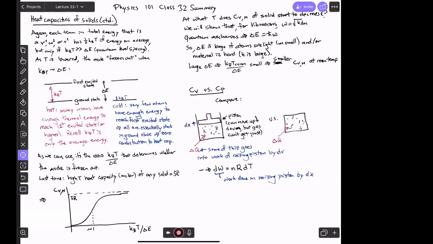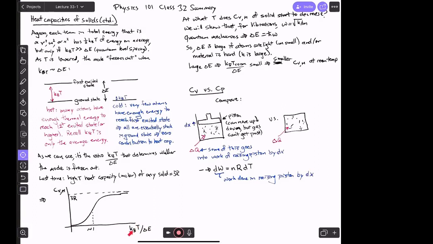Last time we continued talking about the heat capacity of solids, and we made the argument that what really matters for determining whether a mode freezes out is this ratio of kBT to the quantum level spacing. If that ratio is large, meaning kBT is comparable to or greater than the quantum level spacing, then it's relatively easy for the system to be promoted out of the ground state, and so that term will contribute strongly to the heat capacity.